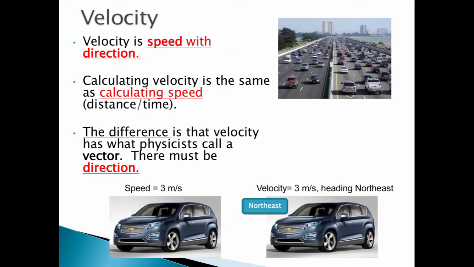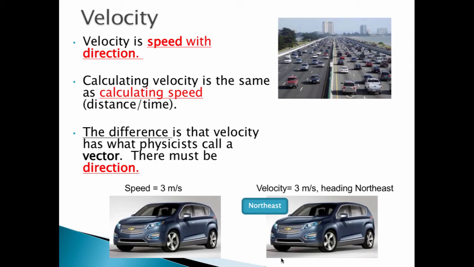Velocity is everything that speed is, just add the direction. So to calculate velocity, you would calculate it the exact same way that you would calculate speed, distance divided by time. You just add in that direction. So the difference is that velocity has what is called a vector. And that vector is represented by an arrow, just kind of like what we do when we do forces, and that does show the direction.